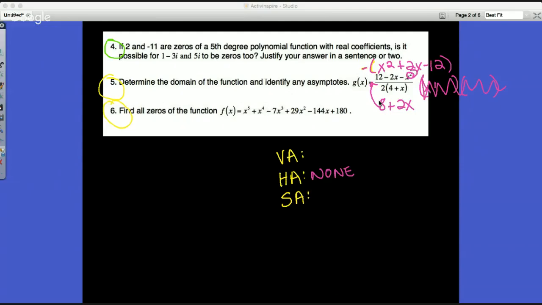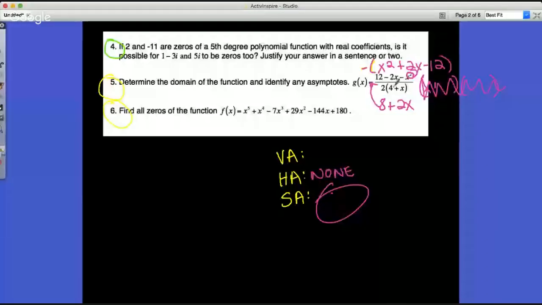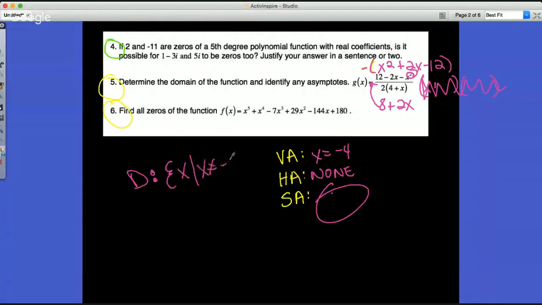On this one, one important thing to keep in mind is that with the slant, make sure you do not include the remainders. Set the bottom equal to 0. When we do, we know that x would be equal to -4. Now, as we look at the domain, it will always be all of x, except x cannot be equal to -4. That right there is what we're really focused on. It's based off of what the VA is right there, okay?